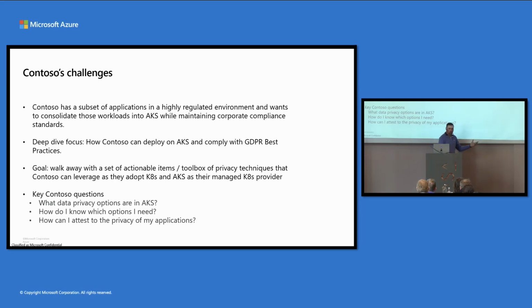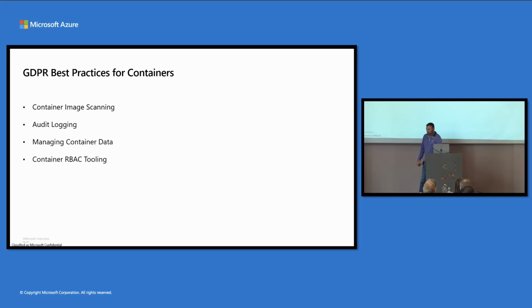So when we look at questions: what data privacy options exist on AKS? How do I know which options I need? Obviously, security is very complex. So which tools can I bring together to provide that compliance-based structure? Just laying out the framework, we'll take GDPR. We're not going to take all of GDPR, it's pretty complex, but let's take 4 big best practices-based items we'll talk through.